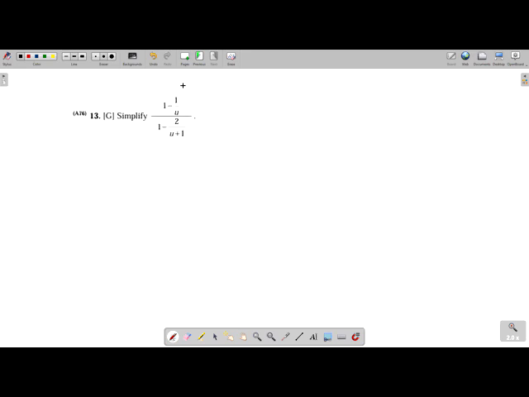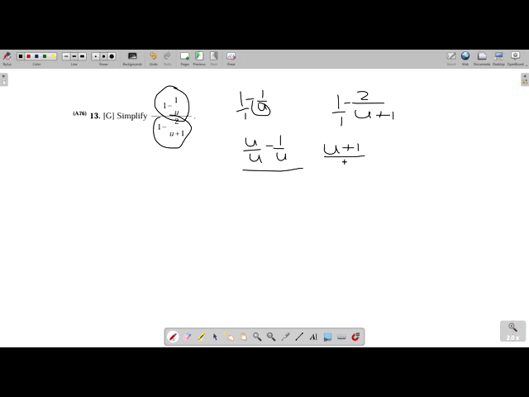Okay, for number 13, we're going to take the first fraction, u minus 1 over u, and we're going to make them both fractions. We want the same denominator, so we're going to multiply the first fraction by u. So it's going to be u over u minus 1 over u, and the same thing for the other fraction, u plus 1. We want to do u plus 1 with both, so we can get the same denominator, the same thing as the first: u plus 1 minus 2 over u plus 1.